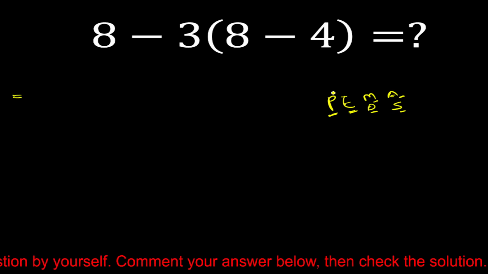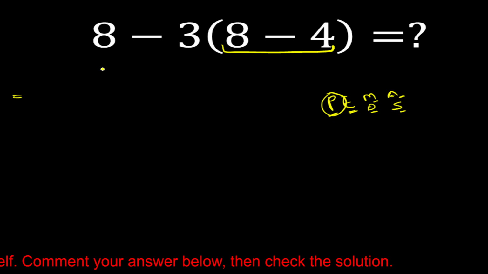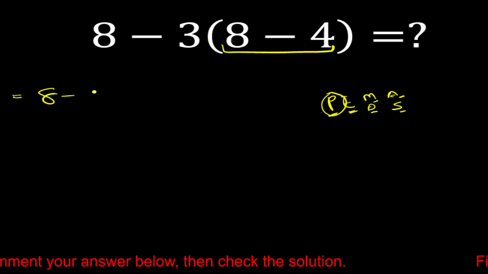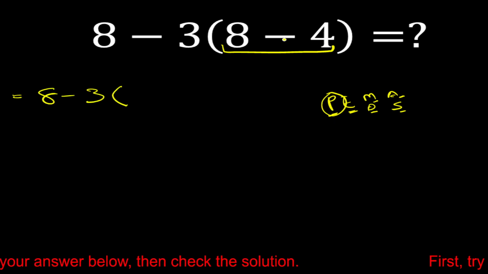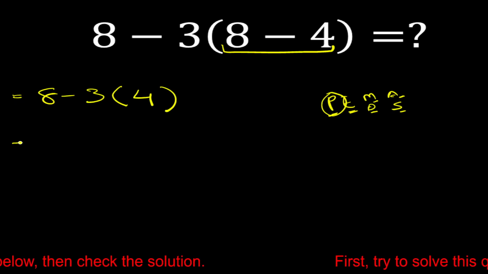So according to the rule, first priority is parenthesis. So first we have to solve this parenthesis. Okay. So 8 minus 3. Now solve this parenthesis. 8 minus 4 is equal to 4.